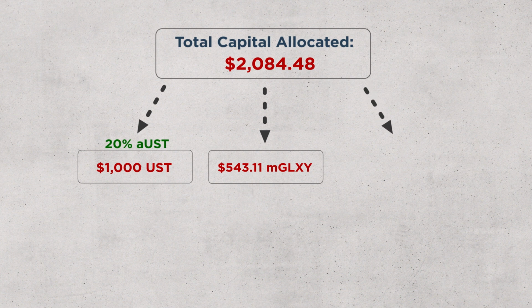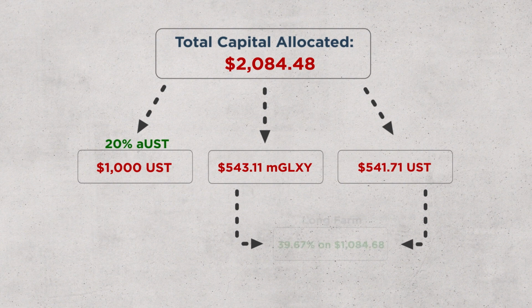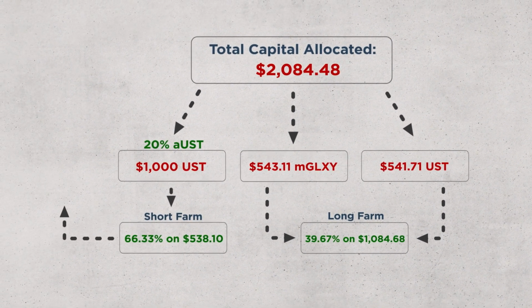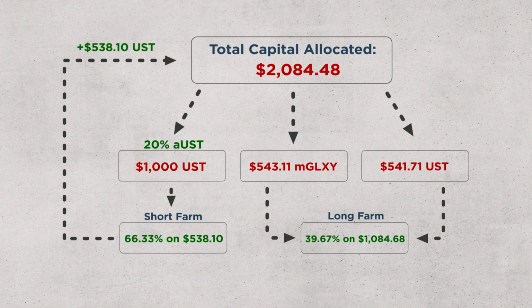We paired that with UST in the amount of $541.71 in order to enter the long farm, which is yielding us an average of 39.67% of the total cost. We're also earning an average of 66.33% on the borrowed amount of $538.10. And then 15 days later, we receive our unlocked proceeds from the short sale, which will reduce our overall total capital requirement to $1,546.38.